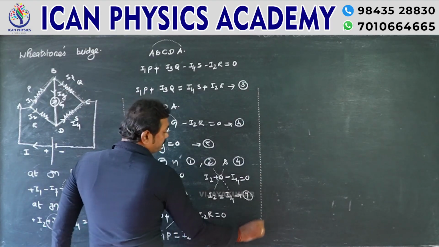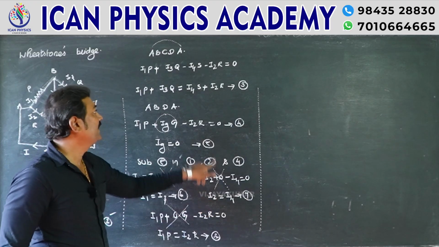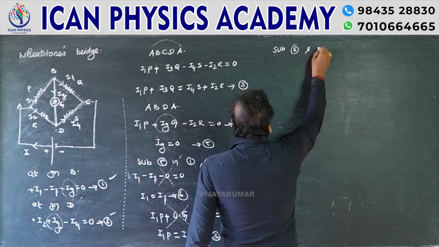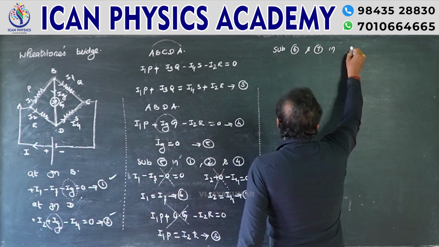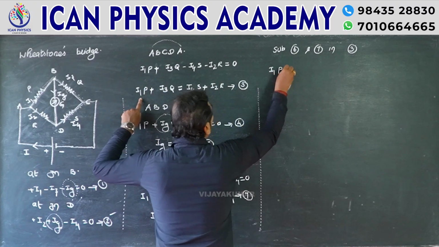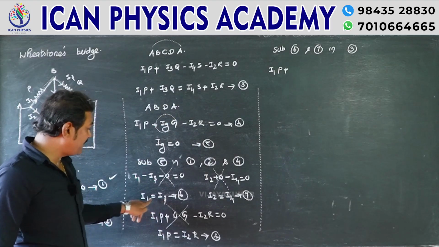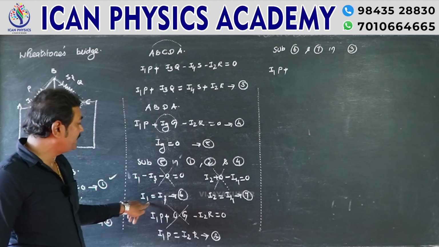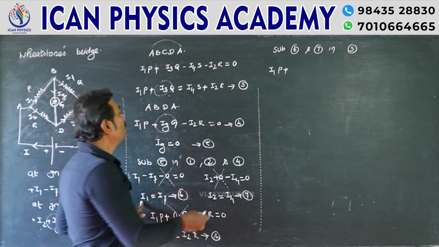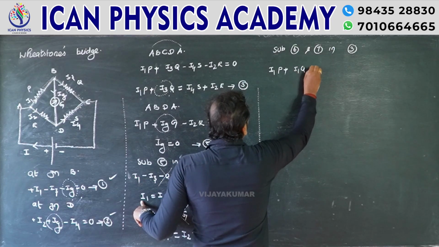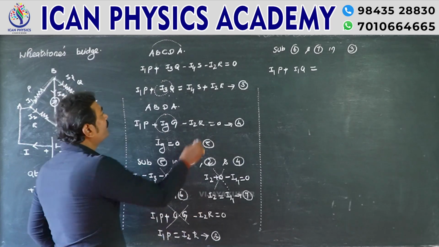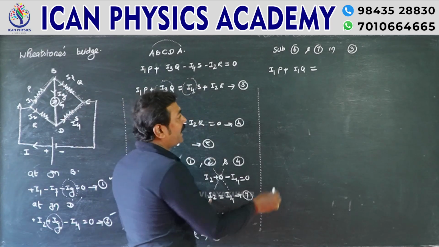Okay, fine. Now substitute 6 and 7 in 3. So what is 3? I1P plus I3Q. What is the value of I3? I1 equal to I3, so instead of I3, I can write I1. So I1Q equal to I4. I4 equal to I2, so instead of I4, I can substitute I2.